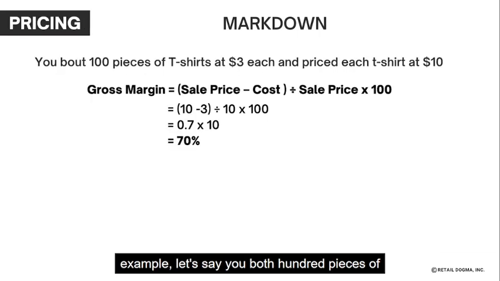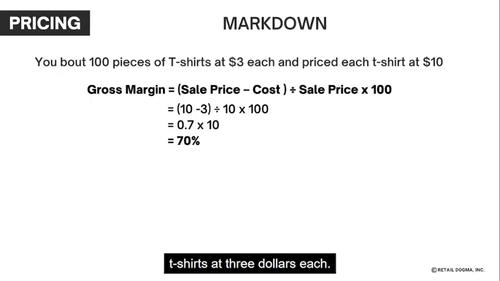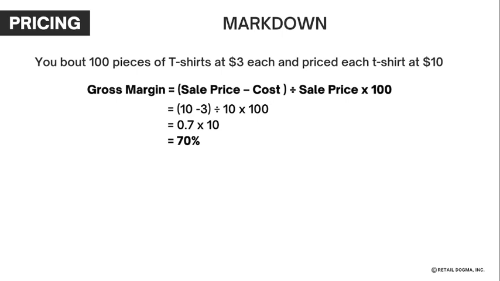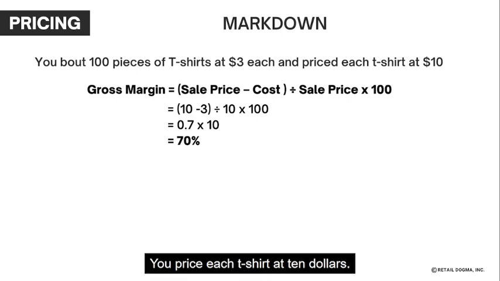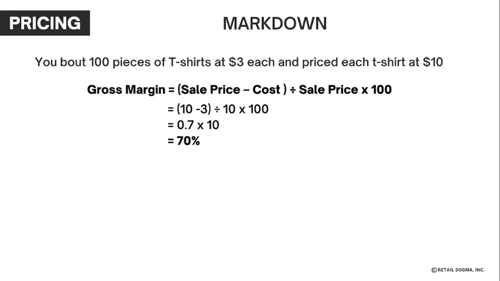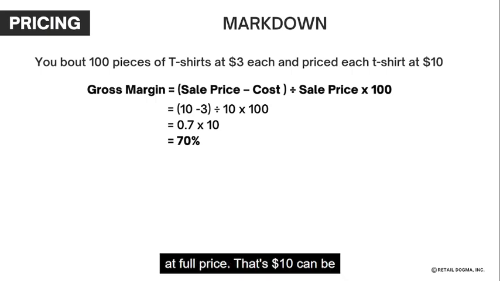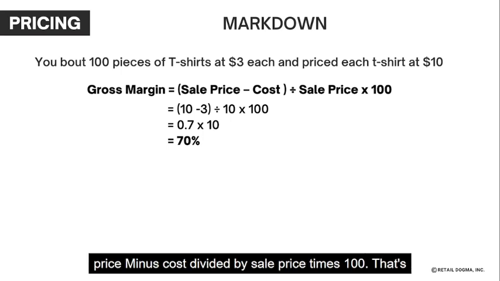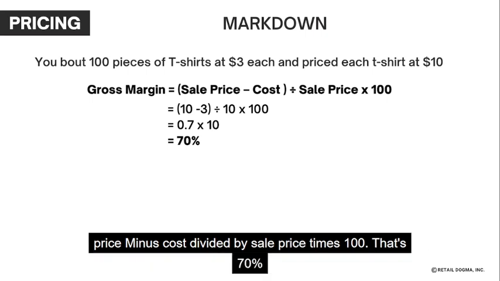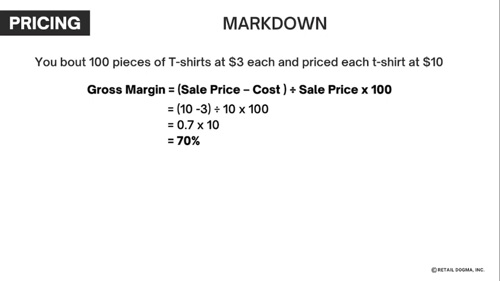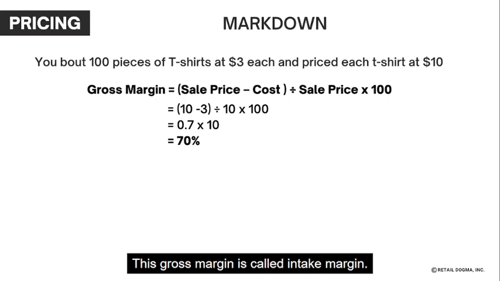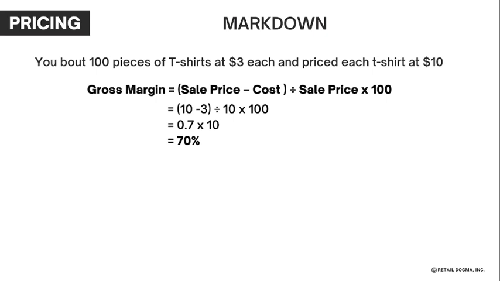For example, let's say you bought 100 pieces of t-shirts at $3 each. You priced each t-shirt at $10. The gross margin you would get if you sell all the products at full price, that's $10, can be calculated as gross margin equals sale price minus cost divided by sale price times 100, that's 70%. This gross margin is called intake margin.